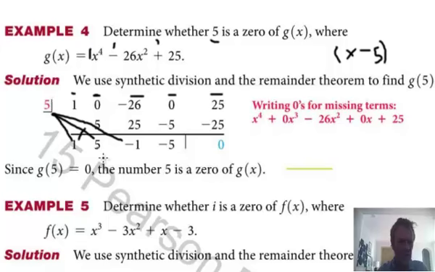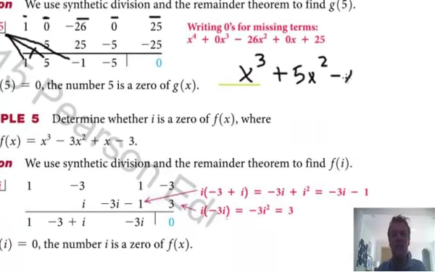But actually, look at this, because you can actually find more. This is going to leave me with this. Remember it starts with an x to the 4th, so this is now x cubed, plus 5x squared, minus x, minus 5. That's what's left.